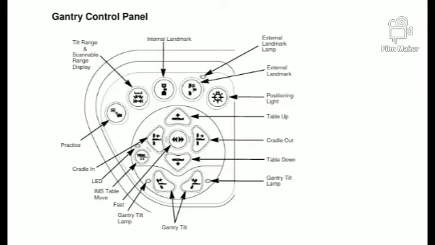Straight coming down you can see this is the gantry tilt option. The gantry can be tilted at least plus or minus 30 degrees. By pressing this one, the gantry will tilt backward, this is plus 30 degrees. By pressing this one, your gantry will tilt forward, and that is minus 30 degrees. Okay, this is the indicator for the gantry lamp.